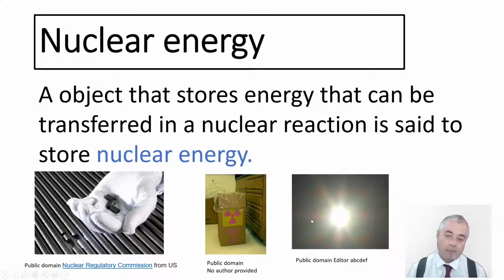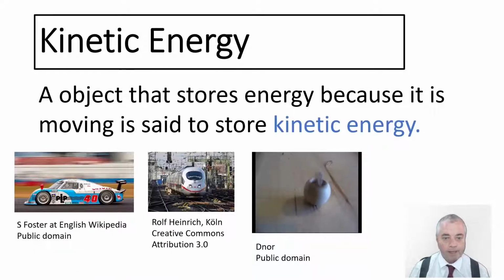And then this thing is something that's very difficult to photograph. It's actually a picture of the sun. And the reason it's been included in this list of things that have got energy in the nuclear store is because the sun transfers energy by a nuclear reaction. So there's a nuclear reaction going on in the sun, which we'll talk more about when we talk about radioactivity. It is transferring energy into thermal energy and light, which then reaches us from the sun. So that's nuclear energy.